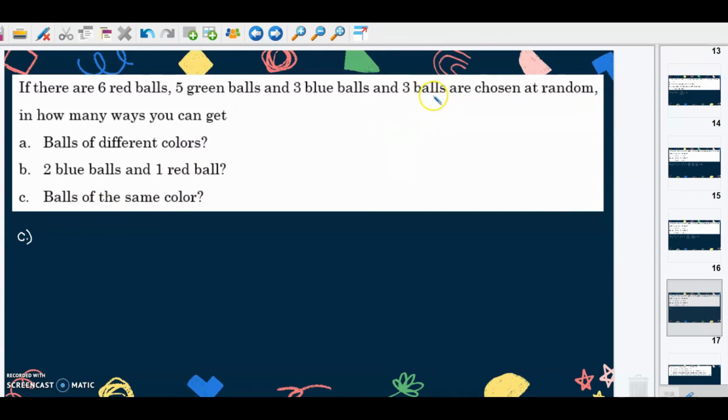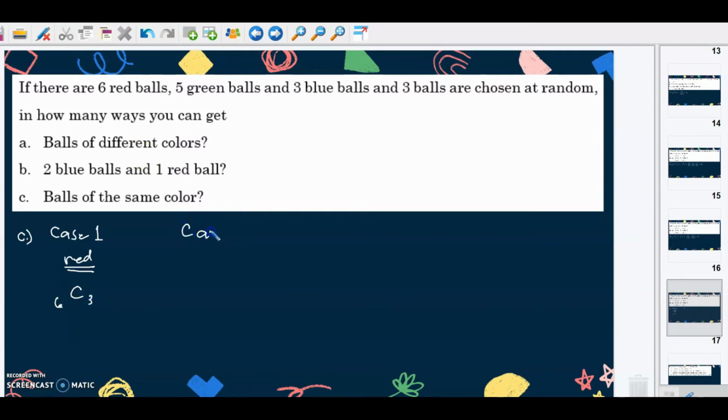And how many ways can we get 3 balls with the same color? Since we have 3 different colors, we can separate this into 3 cases. For case number 1, all balls are colored red. So if all balls are red, then we're just going to choose all the 3 balls from the 6 red balls. That would be the combination of 6 taken 3.